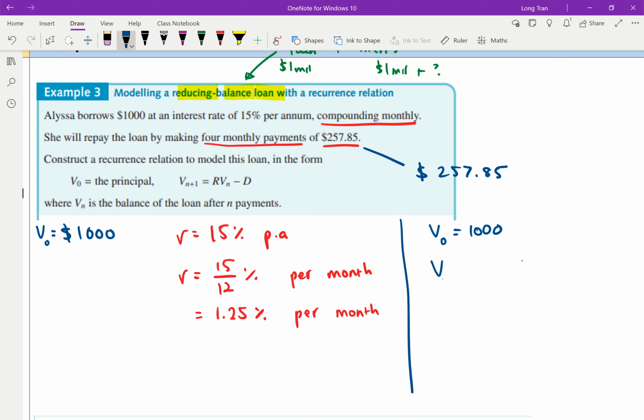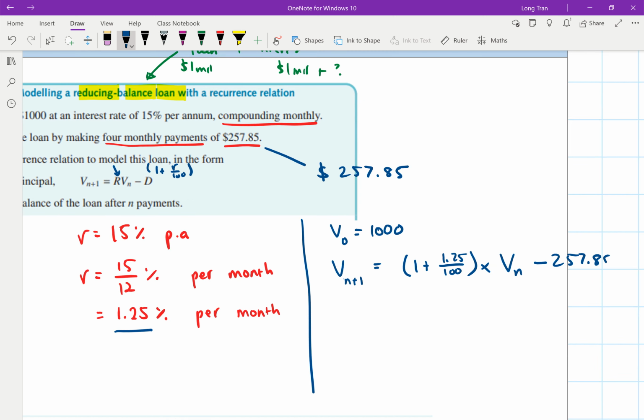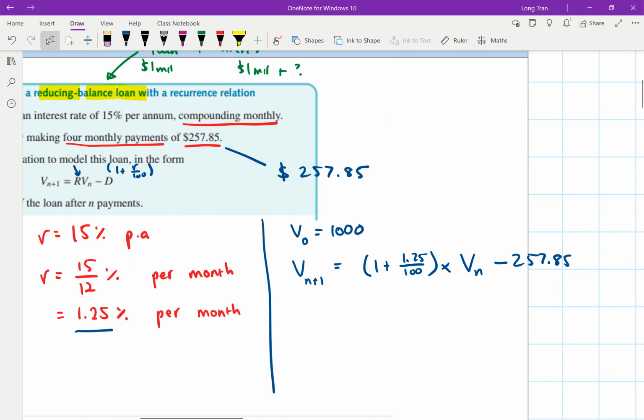V n plus 1, so you calculate for each month. The recurrence is you are not just doing 1.25%. Remember, it is R is 1 plus R over 100. That's the percentage. So it is 1 plus 1.25% means out of 100, multiplied to V n minus what you're paying back. So you're paying back $257.85. Now just to put things in perspective, just in case you're looking at that and going, I don't understand what's happening, I'll show you.